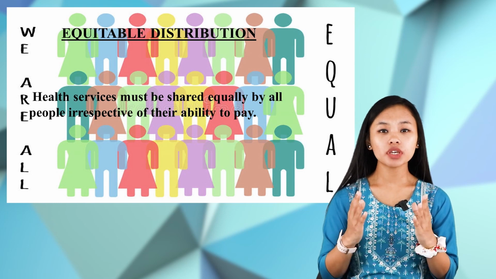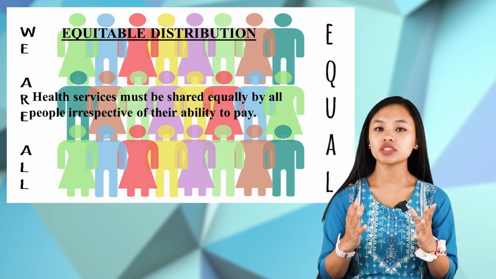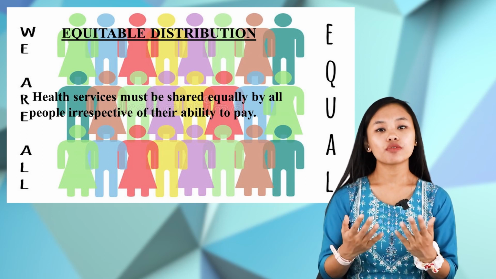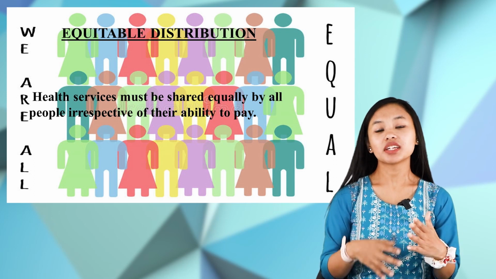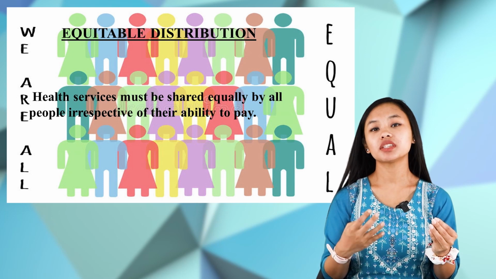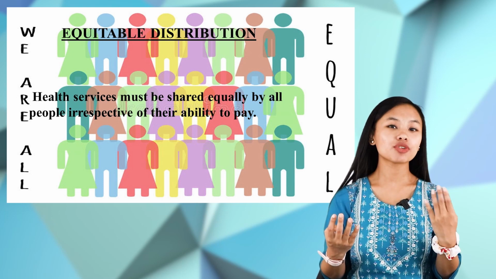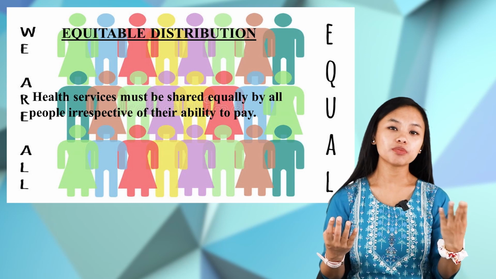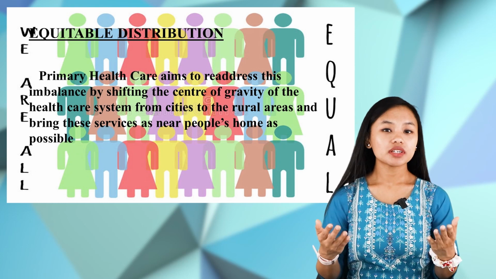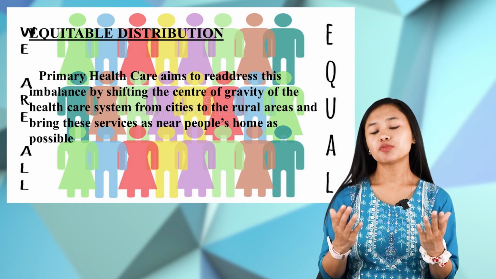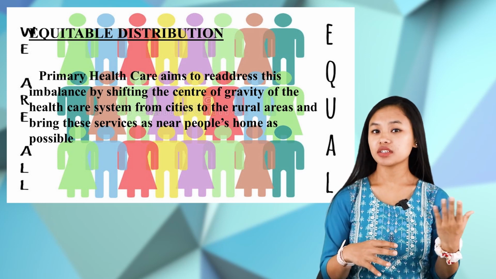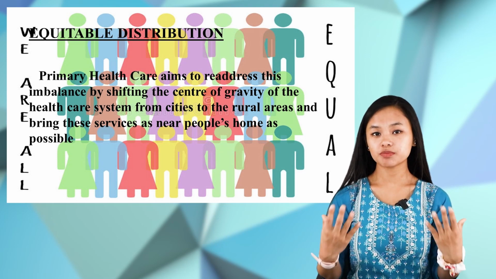But if we consider the healthcare services which are provided, it is seen that it is just the opposite of what the population is. That is, 80% of the healthcare services are being provided to the people who are living in the urban area, whereas only 20% is being provided to the people who constitute 80% of the total population. So what does primary healthcare do? Primary healthcare aims to bring a balance to the healthcare services which are being provided to these people.